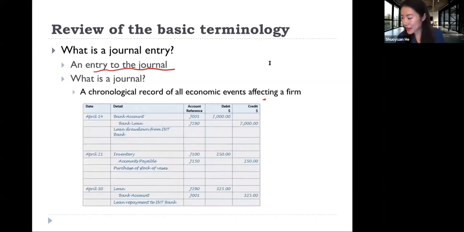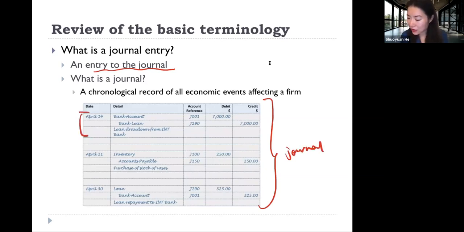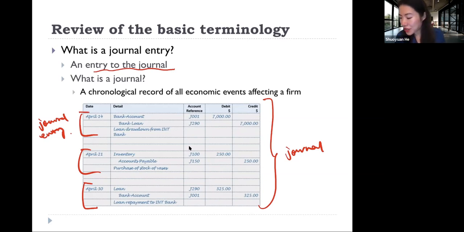So this is an example of a journal, and each of those is a journal entry. So as you can see here, what does a journal entry look like? A journal entry has a date, which account, and what amount. And here is a description. Those are the basic elements of a journal entry.